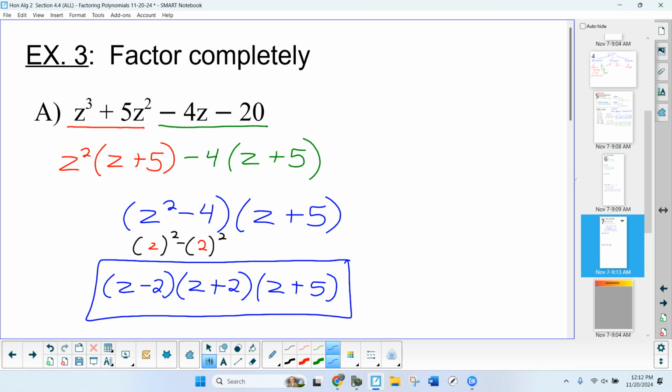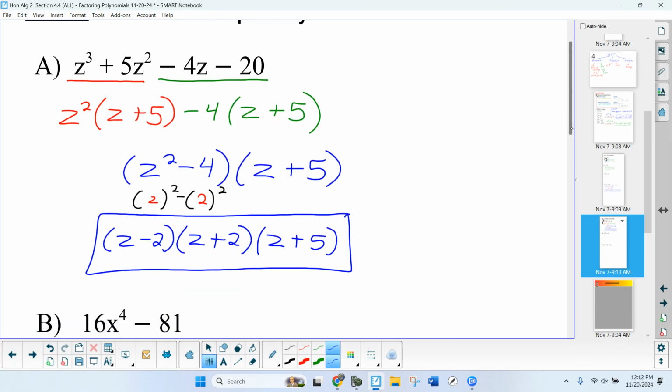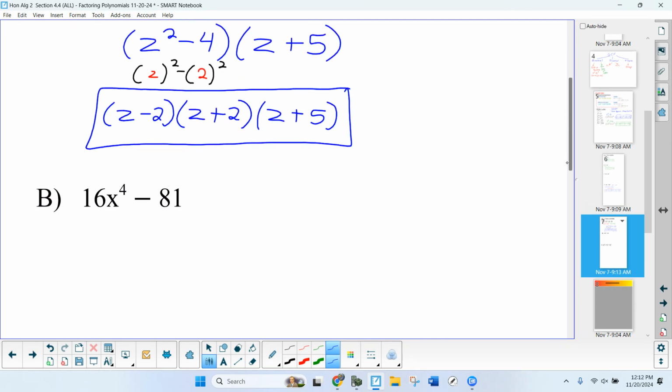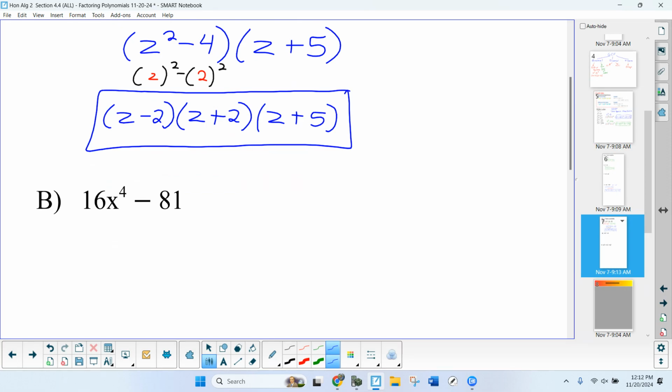Making you think. There will be some on the quiz Friday that are just factor. Notice there's no equal sign, you just factor. Okay? Let's go to the next one.